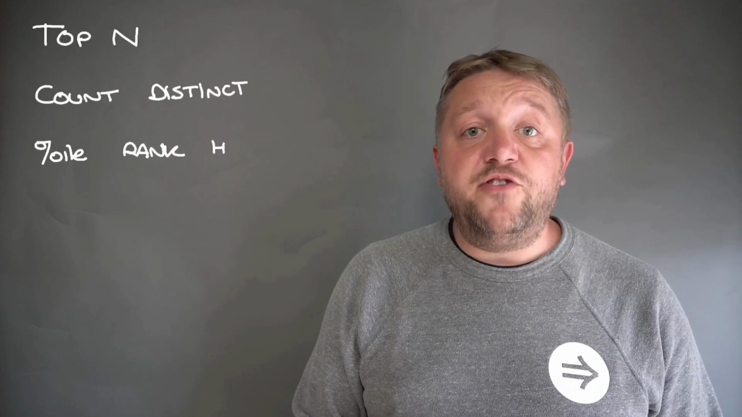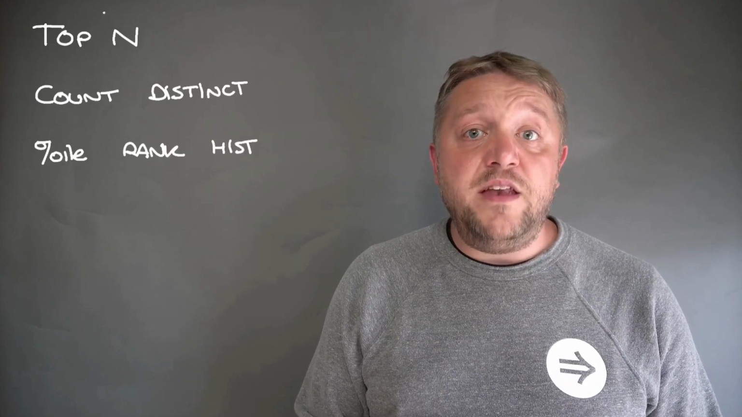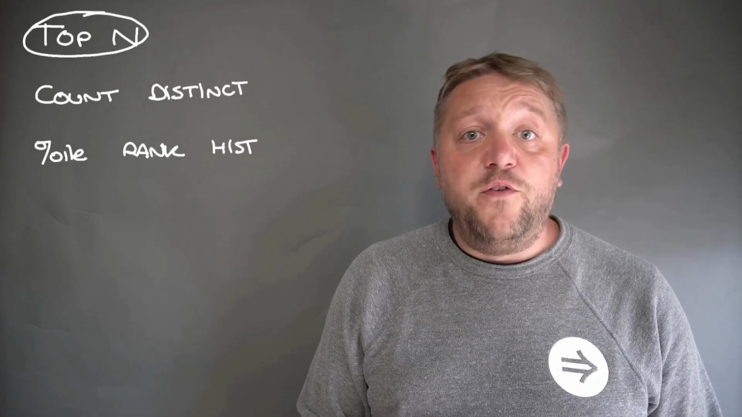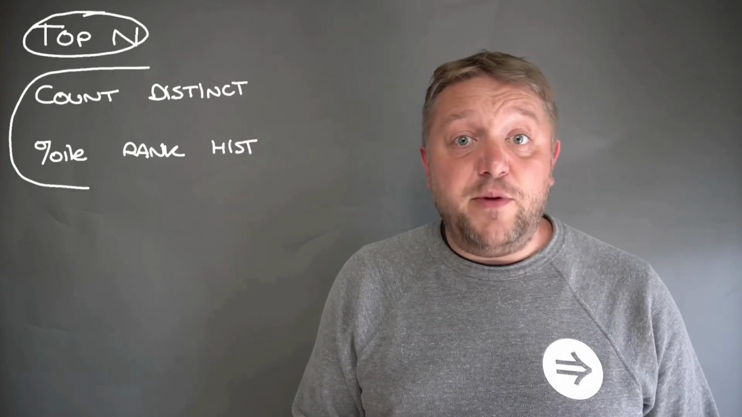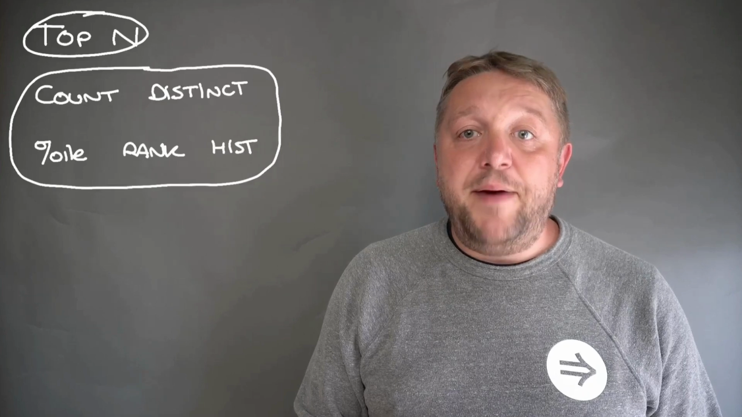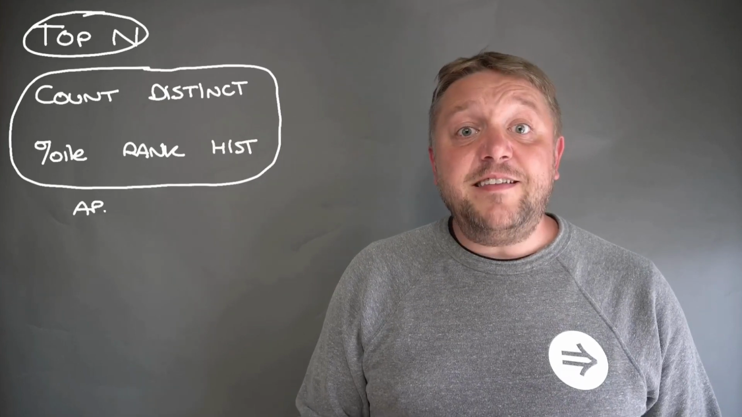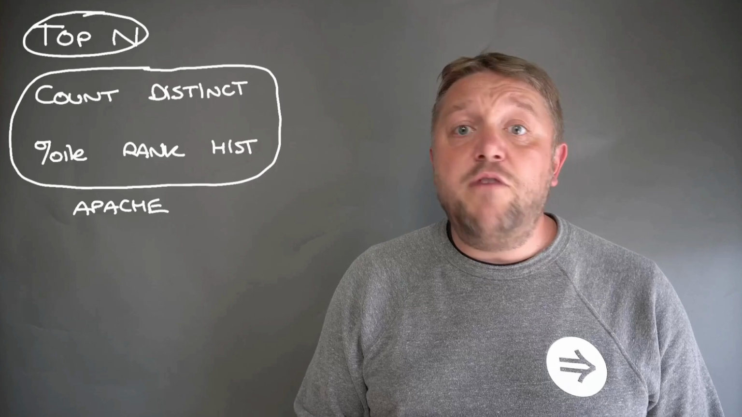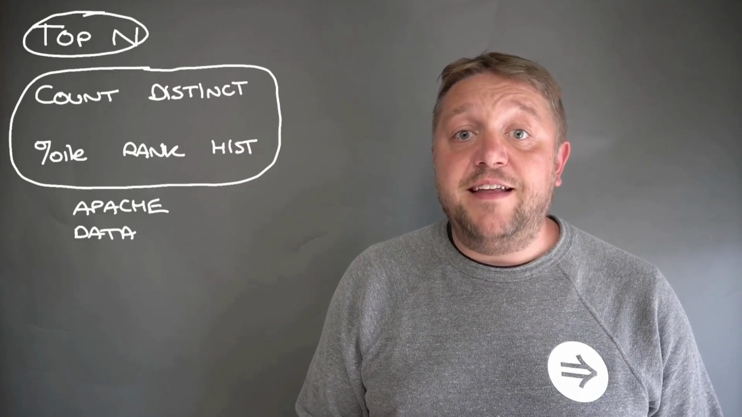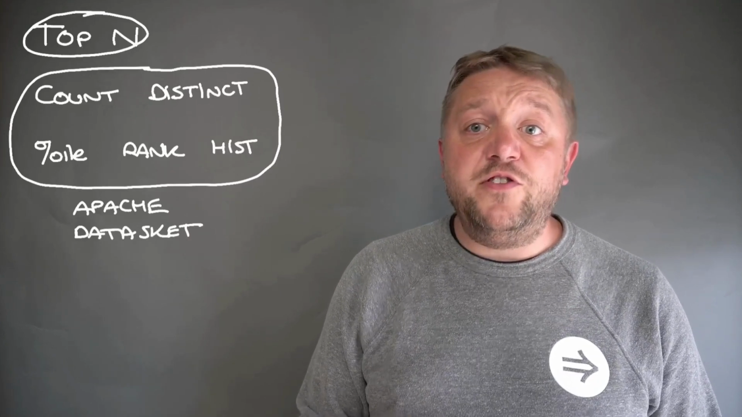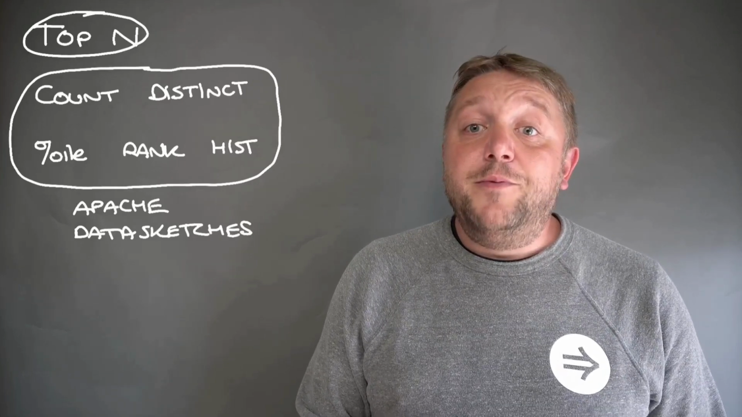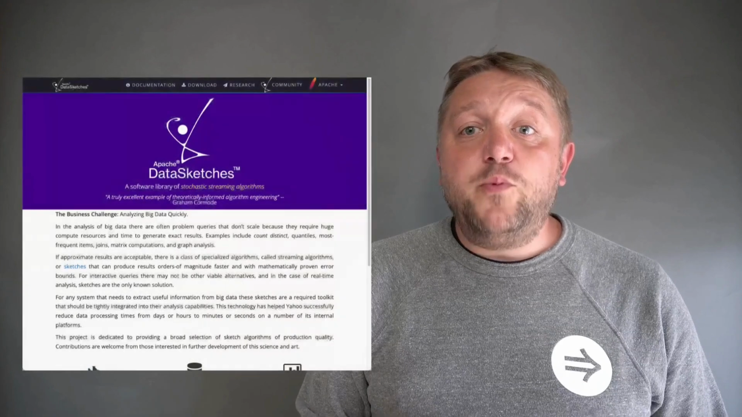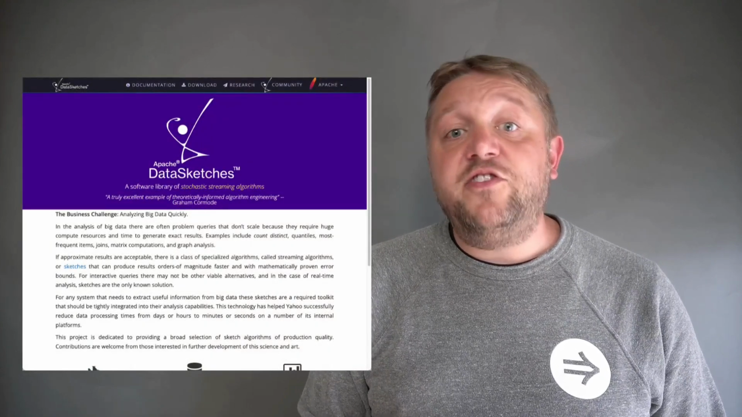Top N approximation works by changing where and when the order by and limit clauses of your SQL are applied. Count distinct and those data distribution functions rely on Apache data sketches. Now, data sketches are a class of algorithm that solve a range of problems with high cardinality data. And Druid has supported using sketches to solve for count distinct and those data distribution functions for quite a long time. It's worth going and reading more about data sketches on their official project site.